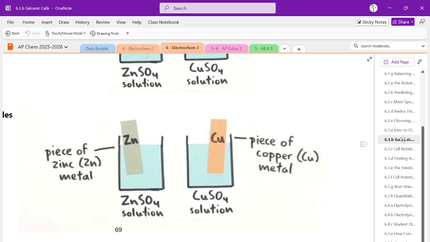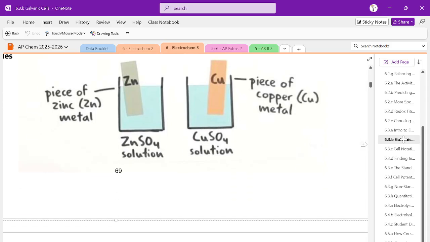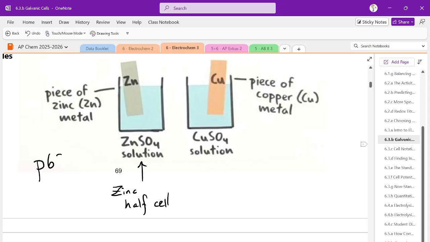So you make sure that you have both the reactant and the product of the half reaction in the 1 beaker. And this is called our zinc half cell. Again, this is page 69. And this is our copper half cell.